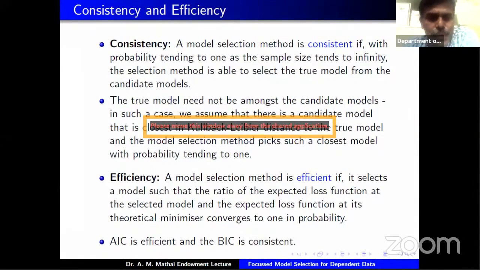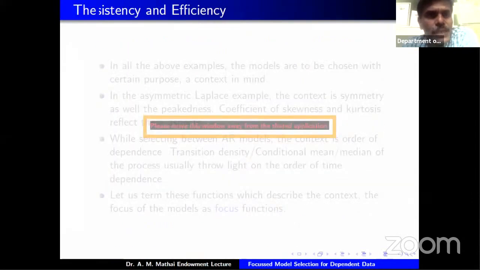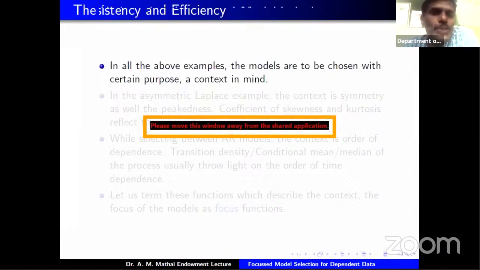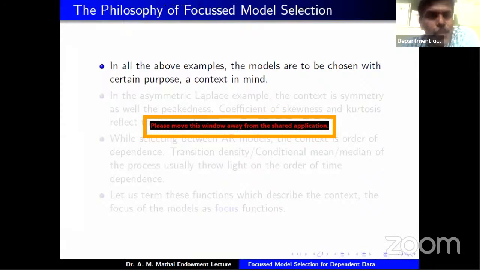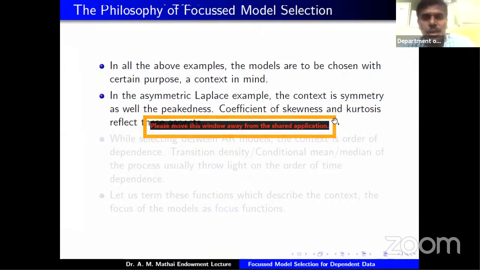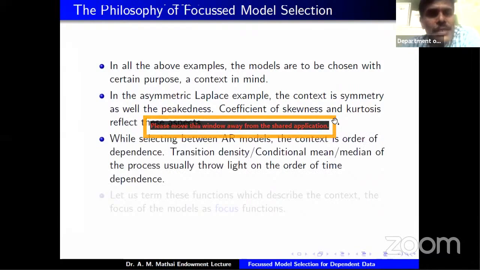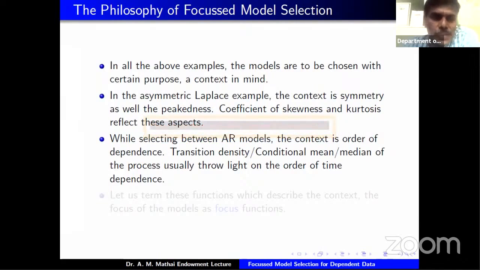So there are theorems and discussions on this, which are available in standard textbooks: efficient model selection as well as consistent model selection. Now, the question here is, in all these above examples, the models are to be chosen with a certain purpose, a context in mind, because there is some reason that we go for model selection. So, for example, in the asymmetric Laplace example, the context is symmetry as well as peakedness, coefficient of skewness and kurtosis. I'm talking about general financial application.